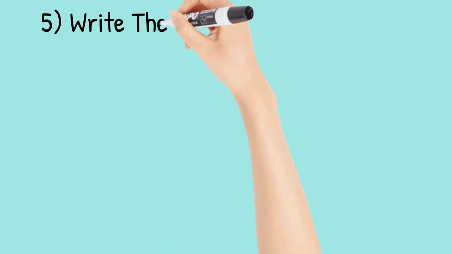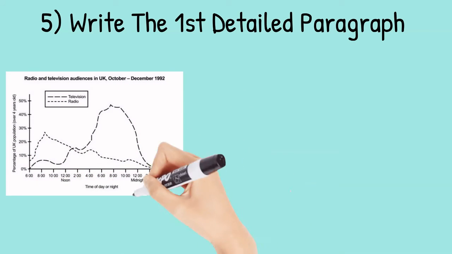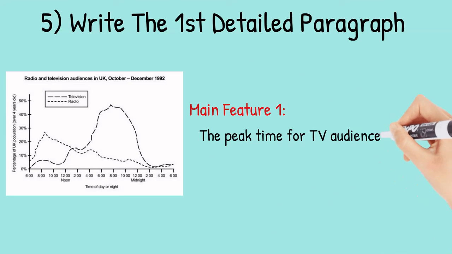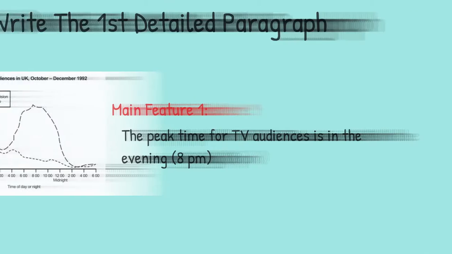Next is how to write the first detailed paragraph. Paragraphs 3 and 4 of your IELTS line graph essay are where you include more detailed information about the data in the graphic. In paragraph 3, you should give evidence to support your first key feature. Don't forget to make comparisons where relevant. Here is our first main feature again. Main feature 1. The peak time for TV audiences is in the evening, that is 8 p.m.